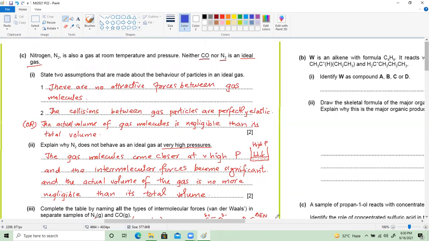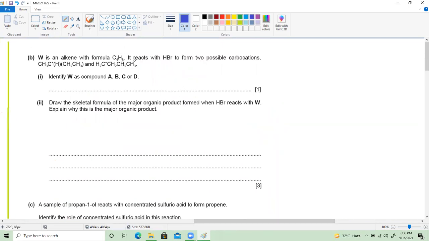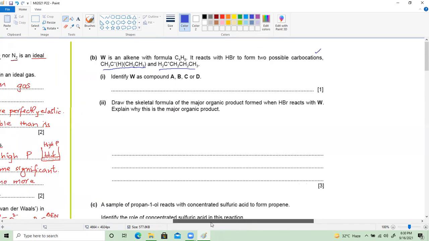Okay, let's move to the next part of the question. W is an alkene with the formula C4H8. It reacts with HBr to form two possible carbocations. This carbocation and this carbocation. Identify W as compound A, B, C, or D.